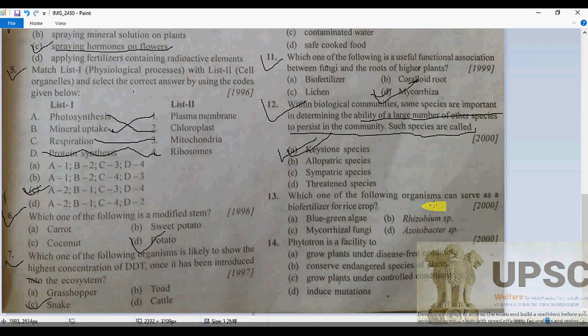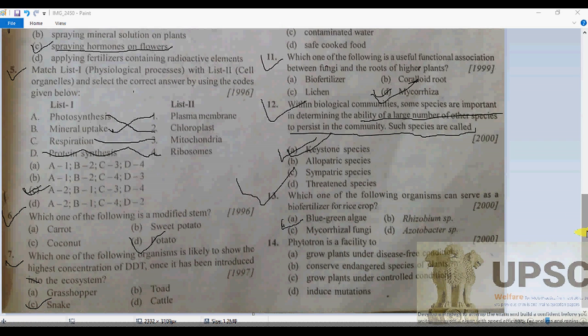13 number C. Which one of the following organisms can serve as a biofertilizer for rice crops? As we know, blue-green algae is used as biofertilizer in the rice crops. Remind you of one thing: blue-green algae has a nitrogen-fixing ability which enhances the production of rice. That's why, of course, so here blue-green algae. So A will be the correct answer.